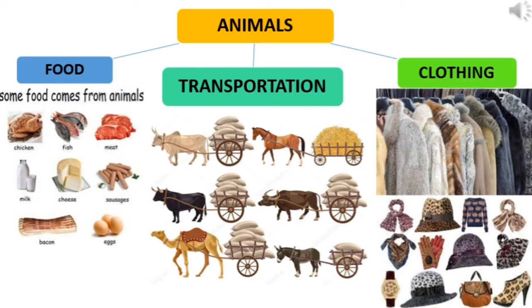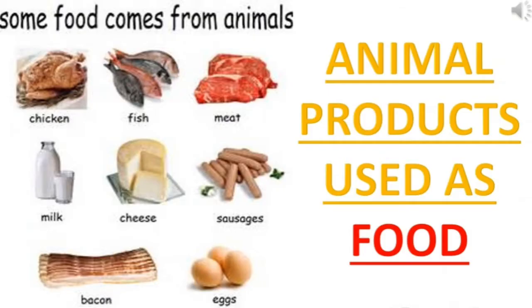Let us learn about the importance of animals and how to protect the animals and how to maintain them. First, we are going to see animal products which are used as food. Children, can you give example for the animal products which are used as food? Very good. Milk, egg, meat, honey, etc.